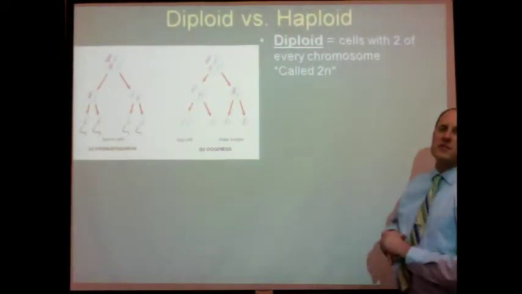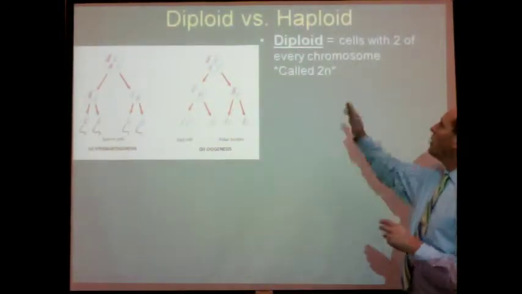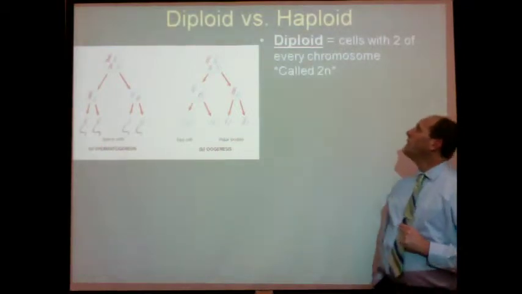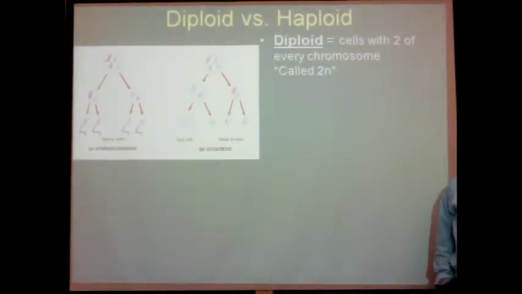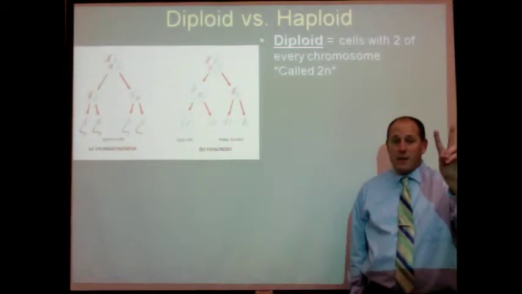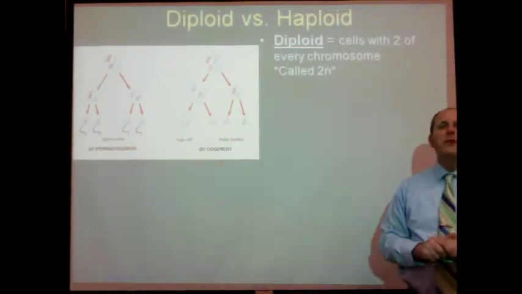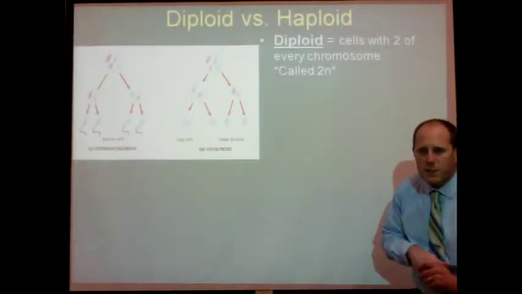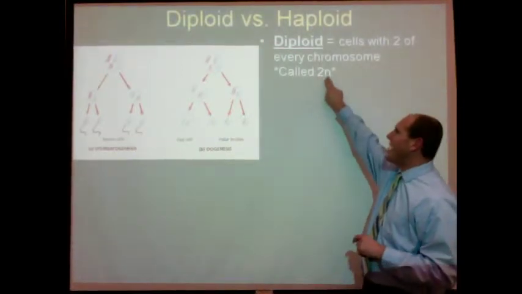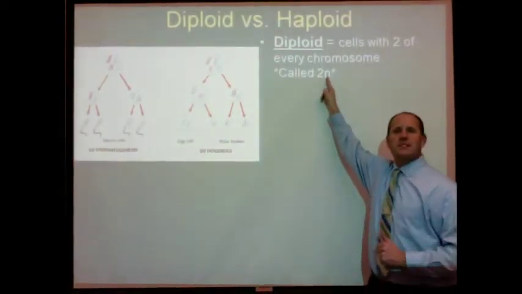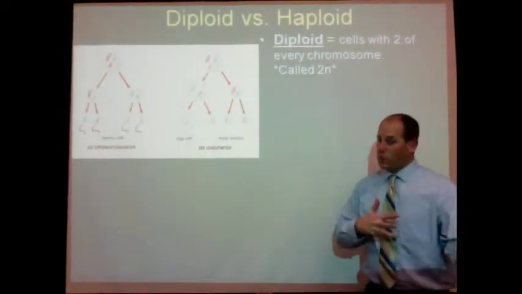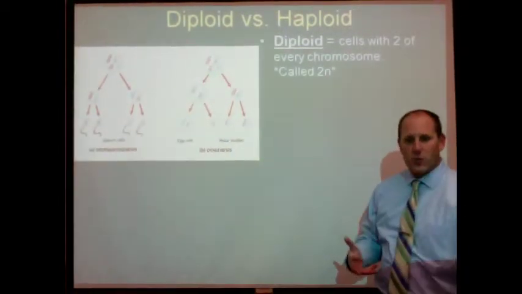So on that left side of your line, write down that word diploid. And then our definition for diploid, di meaning two. So these are cells with two of every chromosome. You'll also see diploid cells called the 2N, where N represents the number of chromosomes. Now, different organisms are going to have different numbers of chromosomes.